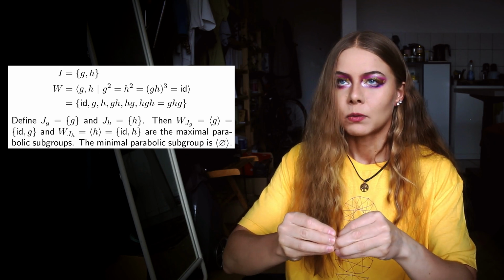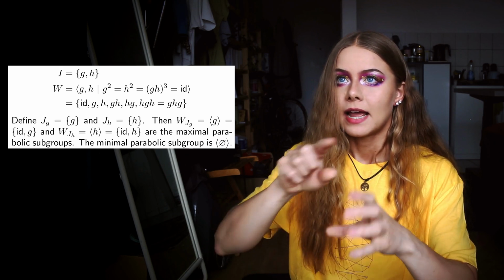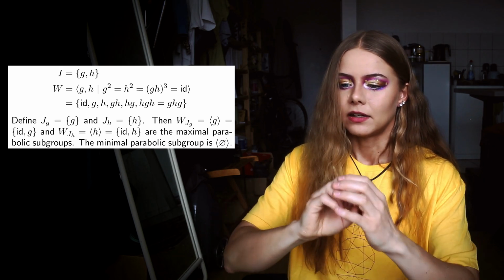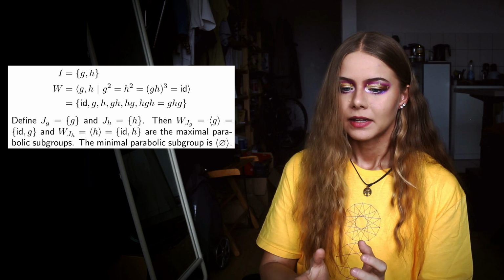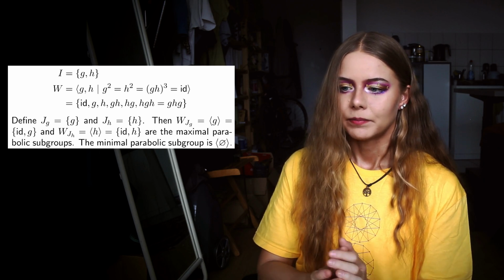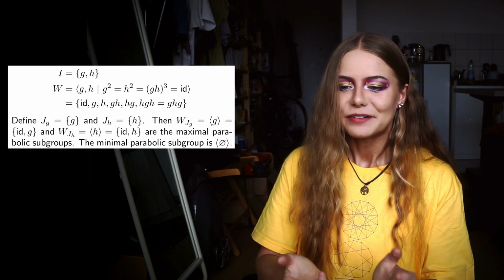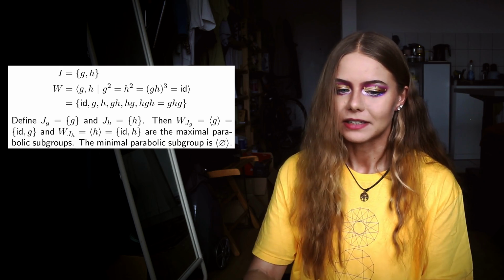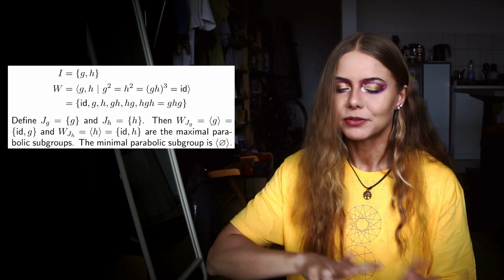And of course one can also take as a subset of the index set just the empty set, but then it's even less interesting because then we only have the identity. So that would also be a parabolic subgroup. So 3 different parabolic subgroups for that example.